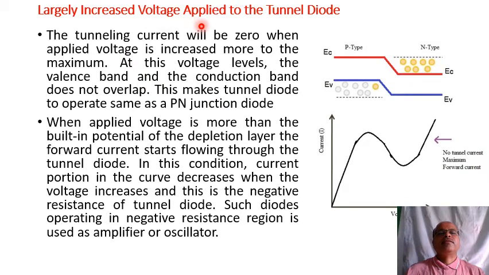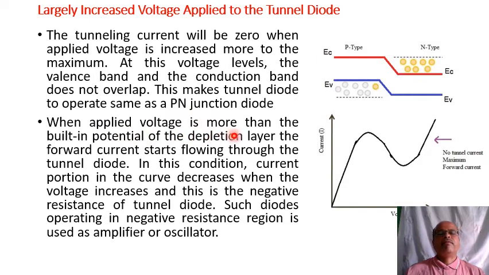When a largely increased voltage is applied to the tunnel diode, the tunneling current will be zero, when we apply the maximum tunnel voltage. At this voltage level, the valence band and conduction band do not overlap. This makes the tunnel diode operate the same as a PN junction diode. You know how a PN junction diode operates in forward bias and reverse bias conditions.